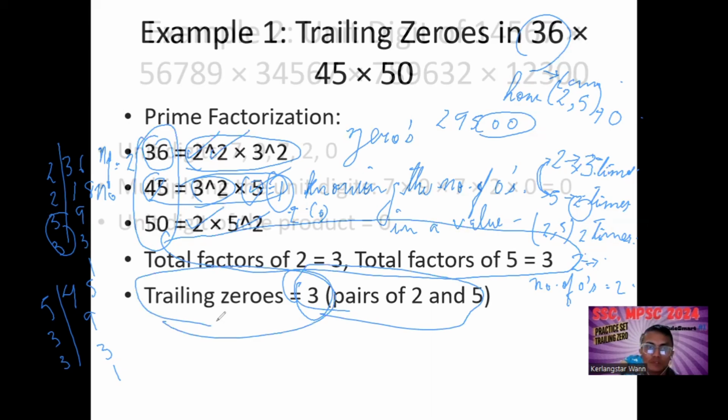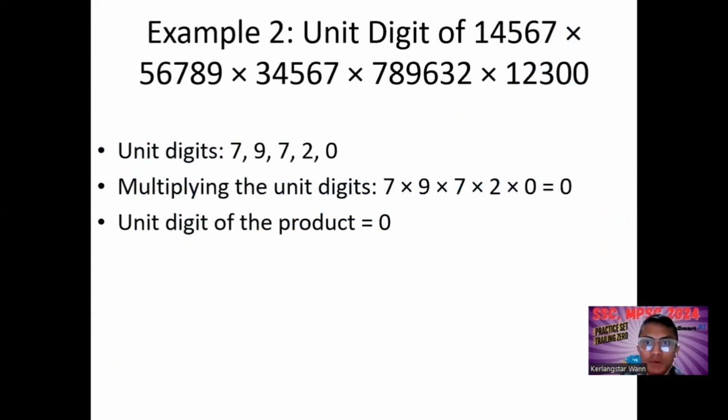So now we're going to see the second example. Unit digit of 14567 into 56789 into 4567278 into 9632 into 12300. So we'll take the last part.